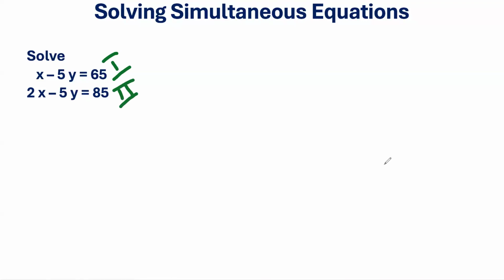Check. Can you cancel y, or is x also easy to cancel? No, y is very easy to cancel. You can cancel x also, right? How can you cancel x? By making the first equation 2x. Multiply the first equation by 2, and 2x minus 2x you can cancel. But y is very easy to cancel in this question, right? Minus 5y plus 5y can be cancelled. So let's start working on it.